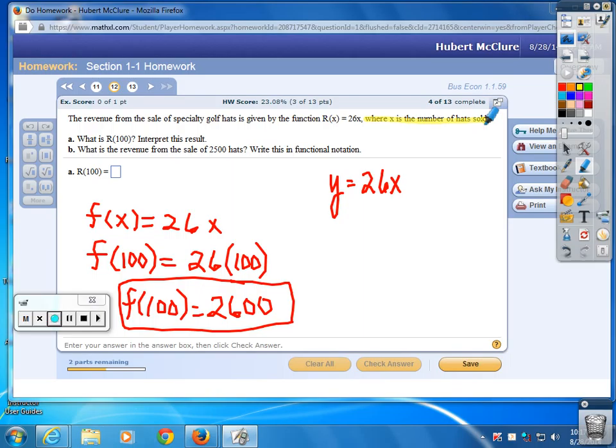Now, does that mean that's profit? No. Why? Because it may cost you $15 to make the hat. So it costs you $16 to make the hat. You make $10 off each hat. So you made $1,000.